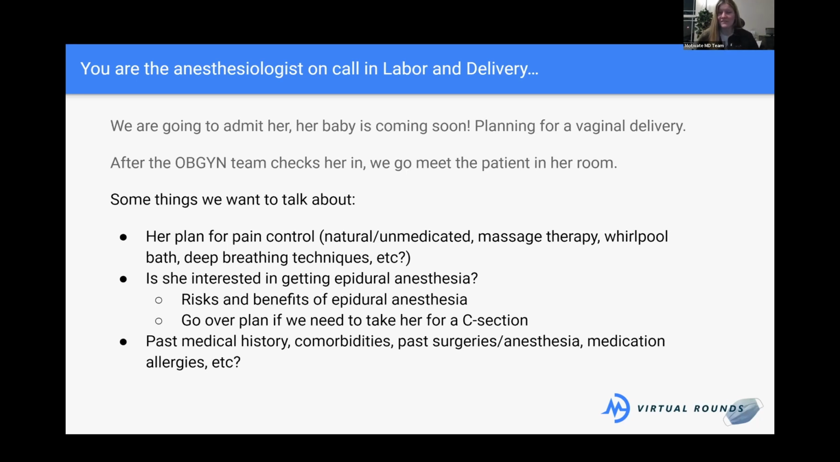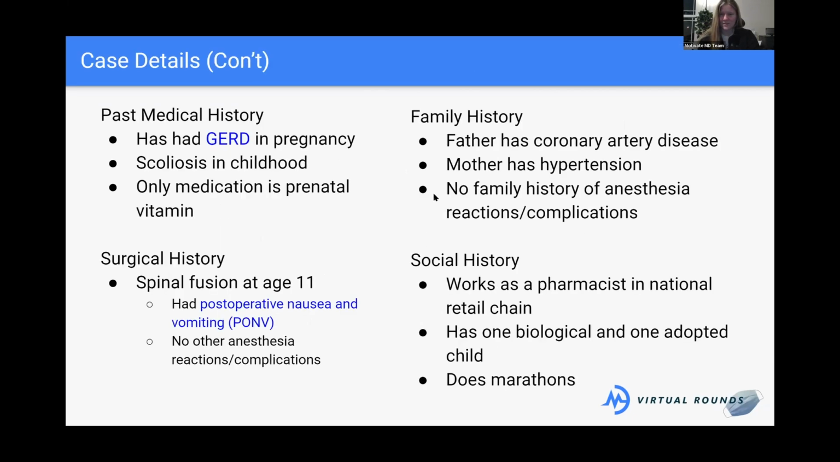So we go over the risks and benefits, go over the procedure, and we also, hopefully not, but in case we do have to take her back for a C-section, we want to go over what that plan would look like and make sure that we have all of the information, like her past medical history, comorbidities, past anesthesia type, things like that, that might be vital later on if that were to occur. So those are the things that we'd like to talk to her about before we have our conversation.